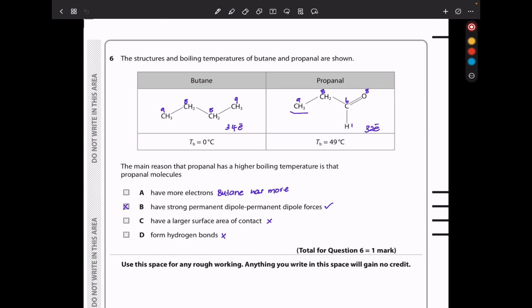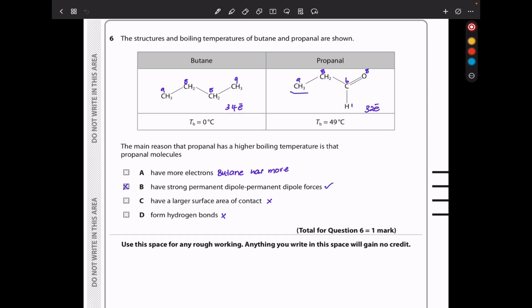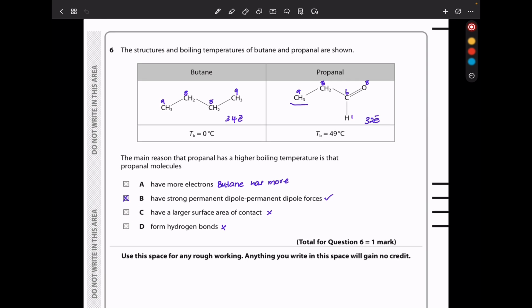In question 6, the structures and boiling temperatures of butane and propanol are shown. So here we have the boiling point, 0 degrees, and this is going to be 49. They say the main reason that propanol has a higher boiling temperature is that propanol molecules, if you look at the number of electrons, and again, I did this already, we have 6, 7, 8, 9. There are 9 electrons here, 8 here, 8 here, and 9. Total is 34 electrons. And here we have 9, we have 8, here we have 6, and here we have 8, and 1. Total is going to be 32.